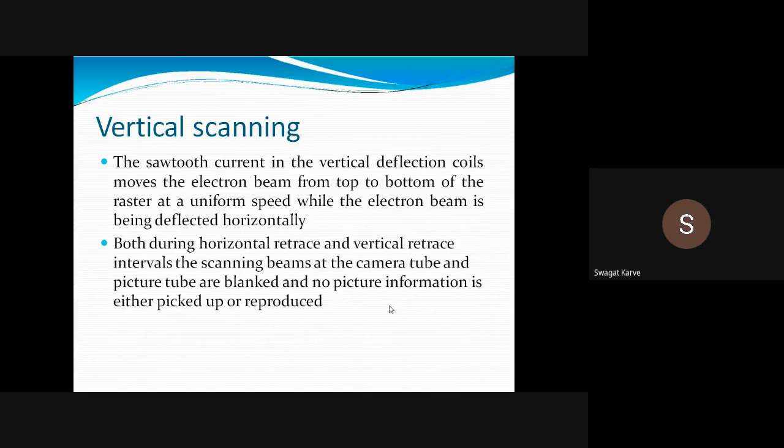So in case of vertical scanning, the current in a vertical deflection coil moves the electron beam from top to bottom of the raster at a uniform speed while the electron beam is being deflected horizontally. म्हणजे electron beam जो आहे तो trace retrace, but the current in a vertical deflection coil will stretch the electron beam vertically, आणि जे horizontal scanning असतं त्याच्यात it will stretch the electrons हॉरिझॉन्टली, म्हणजे ते हॉरिझॉन्टल मोशन करतं इलेक्ट्रॉनशी, आणि ज्या व्हर्टिकल कॉइल्स असतात त्या व्हर्टिकल मोशन करतं इलेक्ट्रॉनशी.